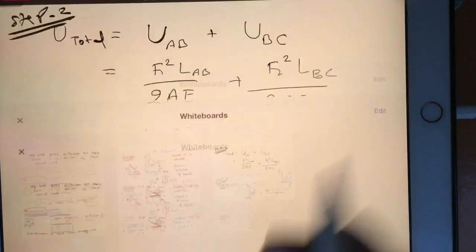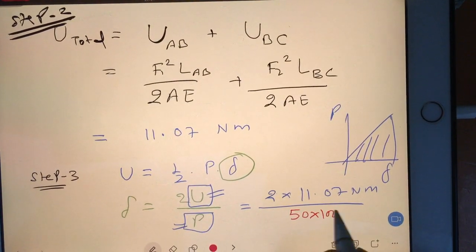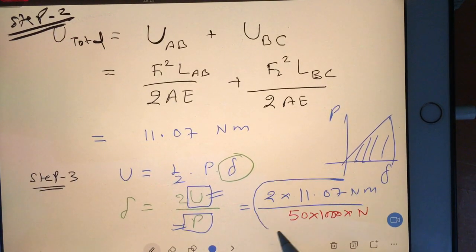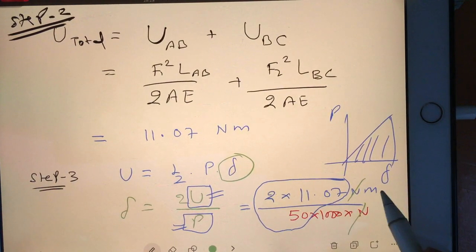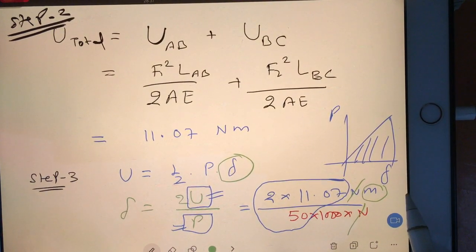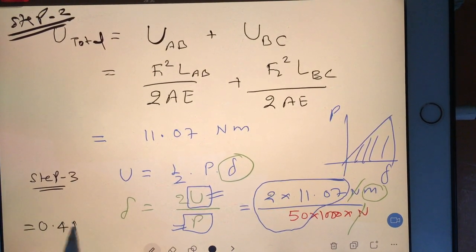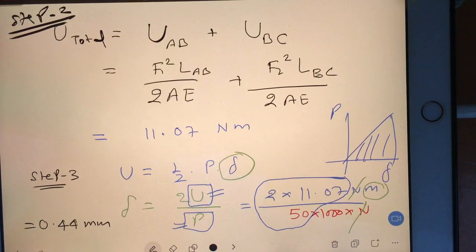Okay, so you divide here by 50, kilo means 1000 Newton, right? So you solve this much, then you can see Newton will get cancelled and meter will appear. So your total answer for the deflection will come 0.44 millimeter, right? I hope you understood. I will revise one more time.